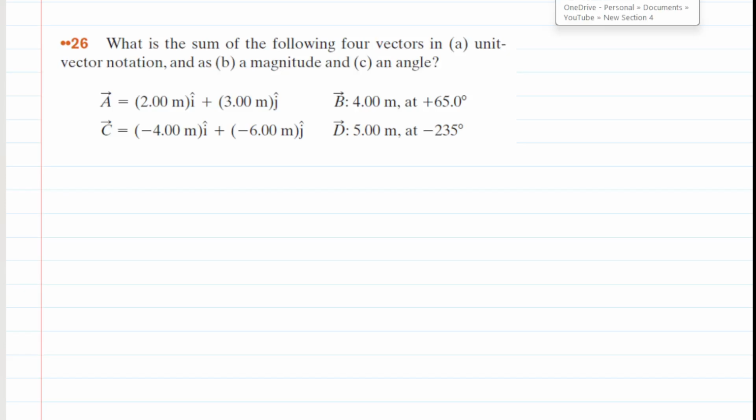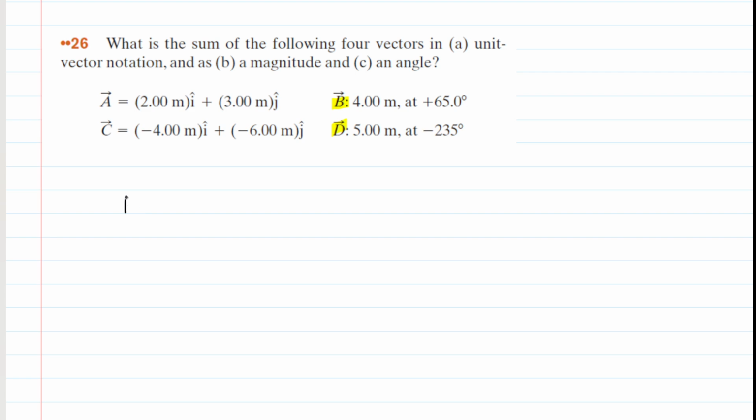This question asks us to find the sum of four vectors, and it's interesting because two of the vectors, vectors A and C, are written in unit vector form, and then vectors B and D are written in a different form. I suppose we could call this magnitude angle form. And it's going to be helpful if we first convert vectors B and D into a unit vector form. And to do that, we will proceed as follows.